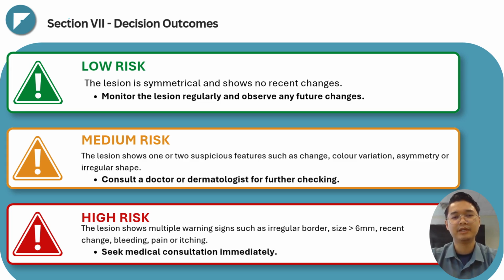Hello again. I will now explain the decision outcomes. For low risk, the lesion is symmetrical and shows no recent change. The action is to monitor the lesion regularly and observe any future changes.